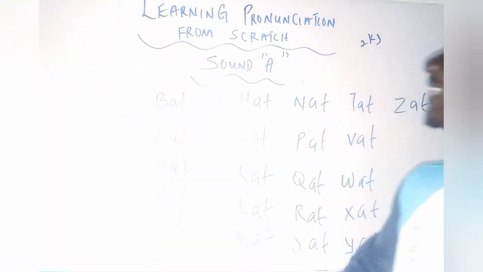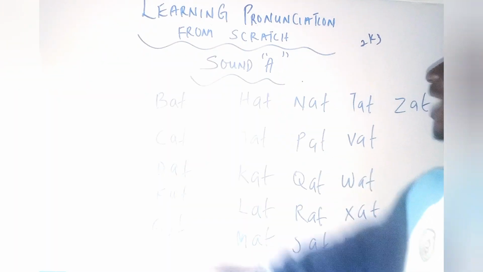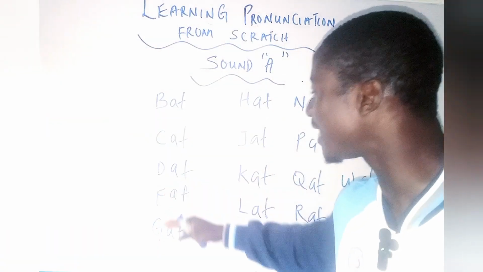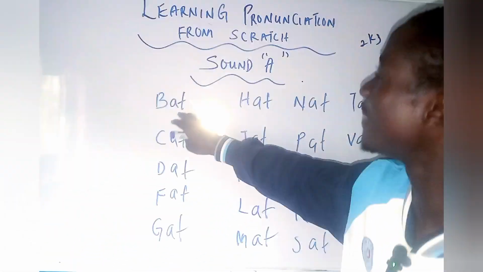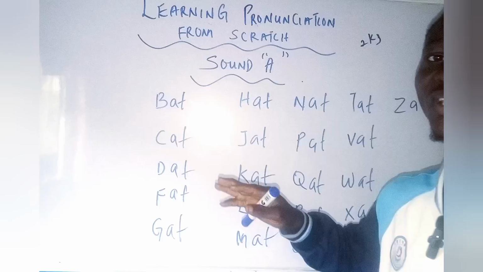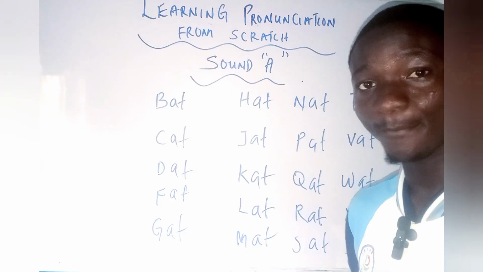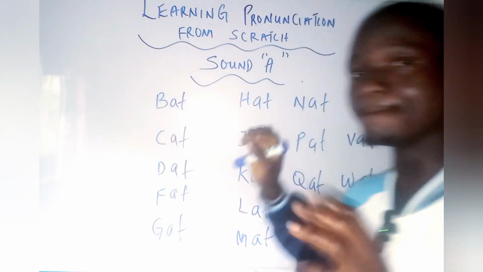Now, we have added letter T to every one here. Don't forget, formally we say this one ba, this one ka, this one da, this one fa, ga. Now that we have added T, because this one is ba, B-A, ba, T is what? B-A-T is going to give us bat. Bat, right?